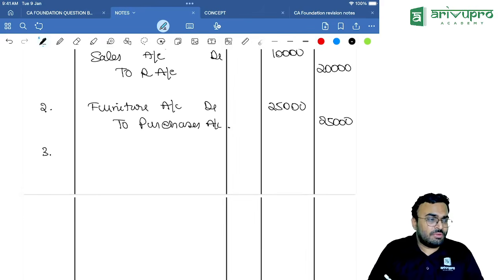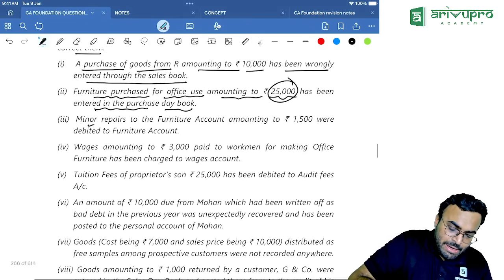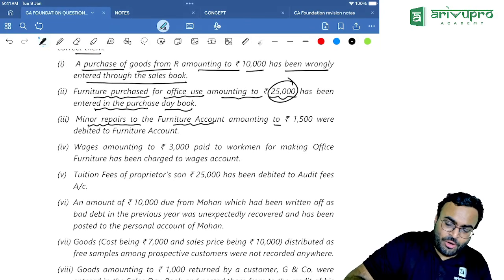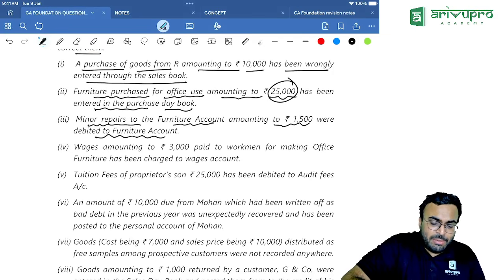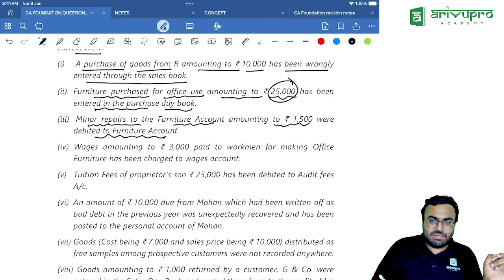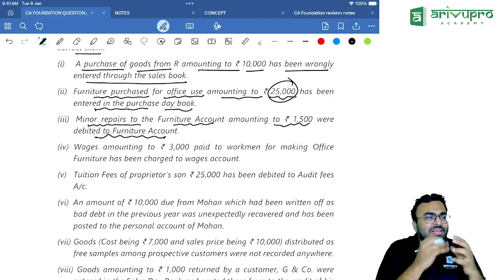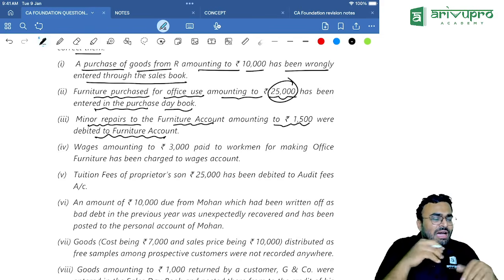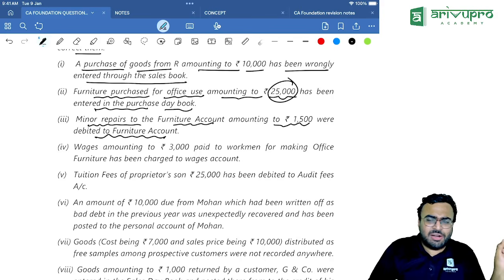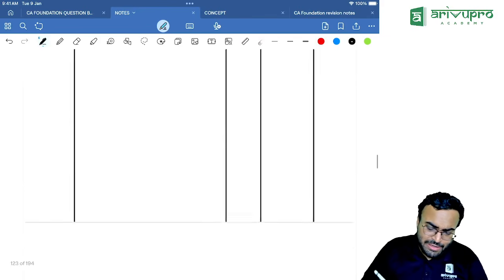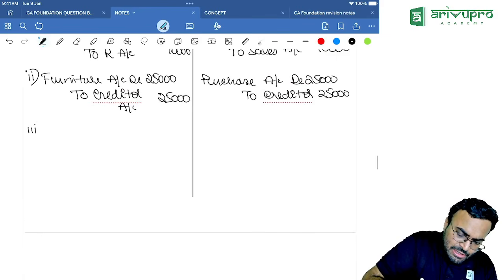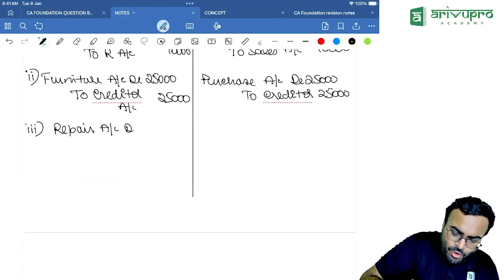Next, we'll go to the third one. Minor repairs to furniture account amounting to 1,500 were debited to furniture account. When you purchase the furniture, if there is any expenditure, you add it to furniture. After that, when you repair it, small expenses, these are revenue in nature. So directly you will write repair account debited. Correct entry is repair account debited 1,500 to.